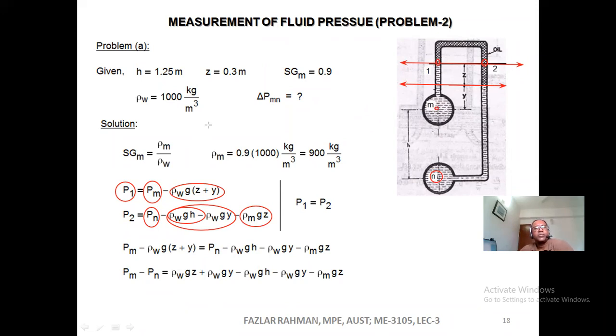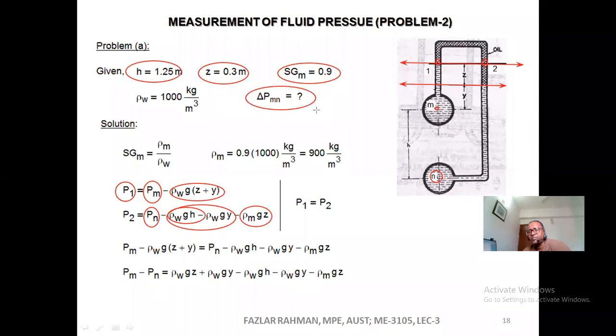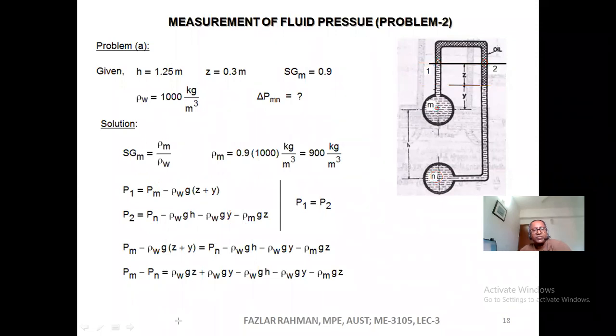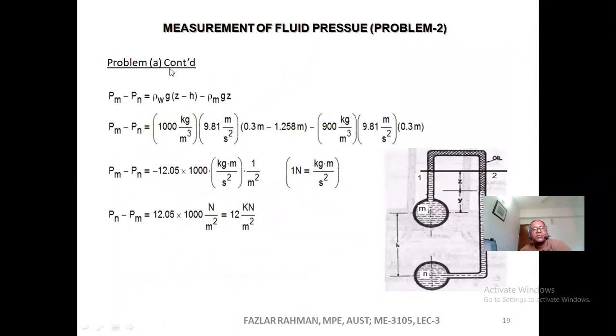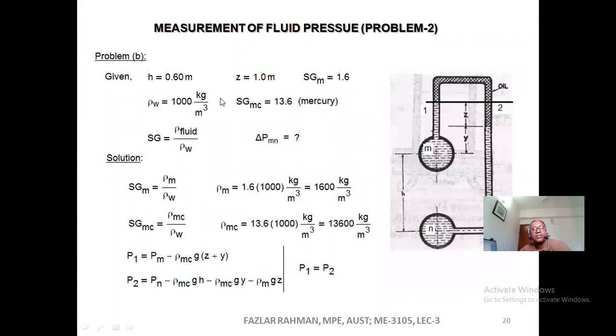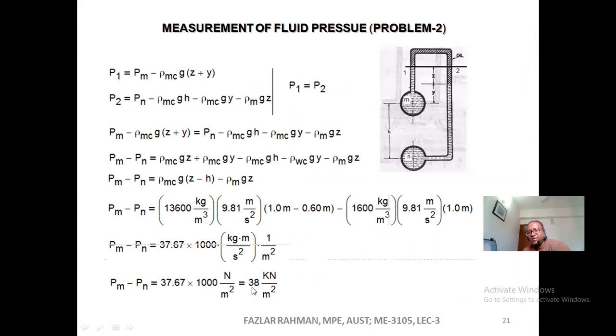Very simple. Before that, you will figure out the data: A is equal to this much, Z equal to this much, specific gravity of the manometric fluid is this much, rho of water is this much, and figure out what is the pressure difference between the two tanks, Pmn equal to what. Then you solve the problem. Now, the second one is the same thing. This is problem A, I figure out 12 kilonewton per meter square, okay? And part B is the same, just with some different data. In that case, the value is coming 38 kilopascal, okay?